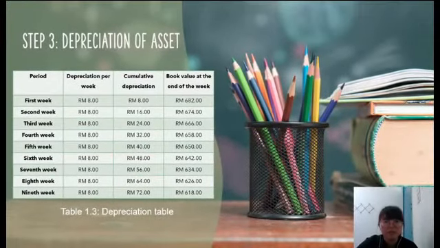Step 3 is about depreciation of asset. The depreciation amount per week is calculated based on the life expectancy of the asset, which is 86.25 weeks in this case. Our depreciation per week is calculated by using the asset value, which is 690 ringgit, divided by 86.25 weeks, and we will get 8 ringgit for our depreciation per week. And our cumulative depreciation for the 9 weeks is 72 ringgit.